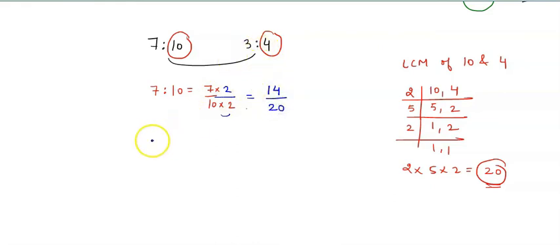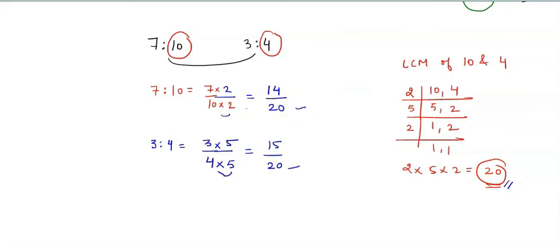Similarly, in this case we have 3 is to 4, so this can be written as 3 divided by 4. Now what do we have to multiply 4 with to get 20? That is 5, right? If we are multiplying the denominator with 5, we have to multiply the numerator also, so into 5 we have to write also, right? So 3 into 5 is 15, and 4 into 5 is 20. Now clearly the denominators are equal, you can see that.